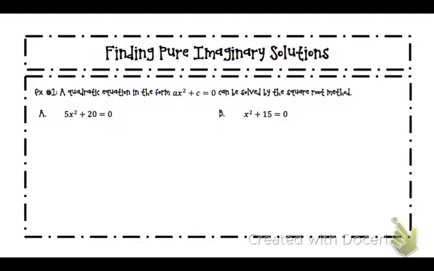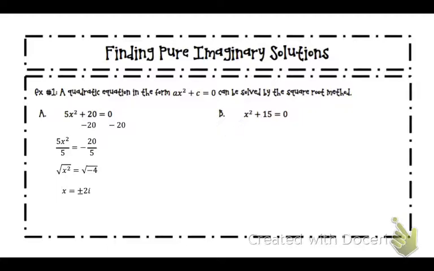So, finding pure imaginary solutions using the square root method. This is the easiest method. So if you have some x squared plus something, you can just use the square root. So first, I'm going to subtract the 20 over. So you end up with 5x squared equals negative 20. Divide by 5. You get x squared equals negative 4. Square root both sides. And so the square root of negative 4 is plus or minus 2i.